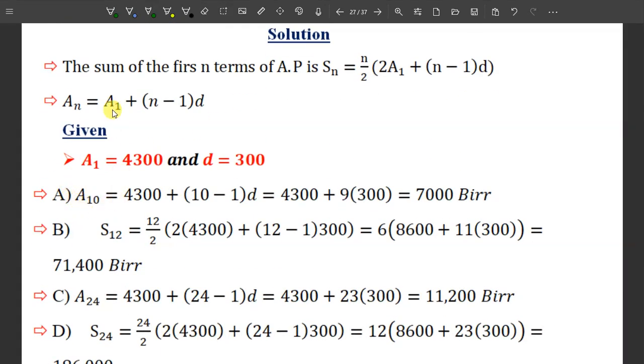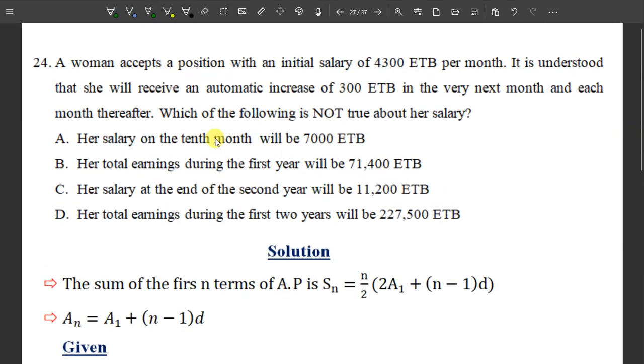A10 is equal to, our A1 is 4,300, then replace A1 by this number, plus n minus 1. Our n is 10. 10 minus 1 becomes 9. And therefore, perform this operation. Multiply 9 by 300, which becomes 2,700. When 2,700 is added on 4,300, it becomes 7,000 Ethiopian birr, and therefore the first one is true. A is true. Let us see B.